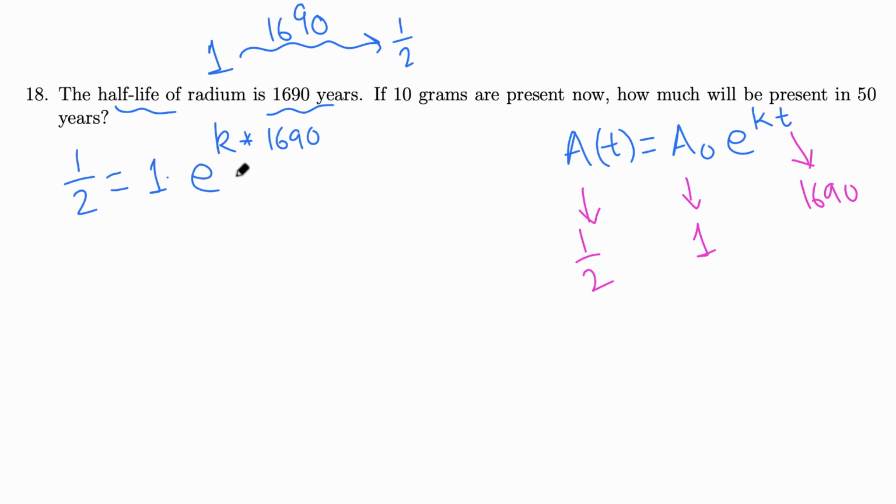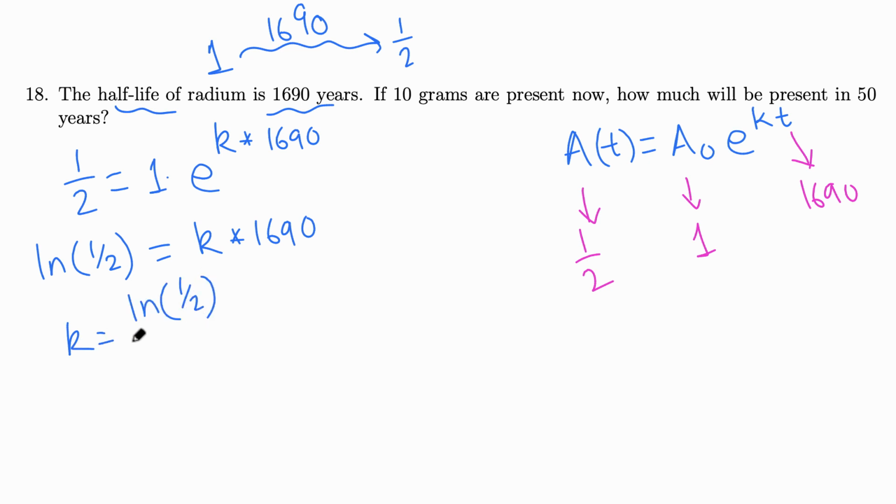Now we take the natural log of both sides to get rid of this exponential. So ln of 1/2, this is a negative number by the way, equals, when we take natural log and e, their actions cancel, so we are left with k times 1690. Now divide both sides by 1690 and we get k. So k equals ln 1/2 divided by 1690.